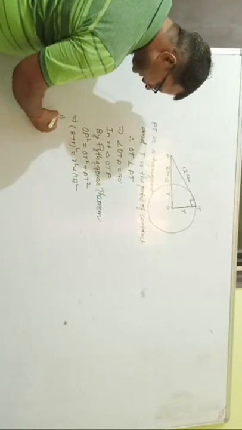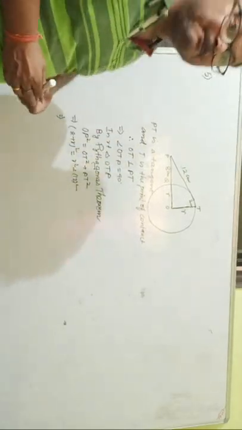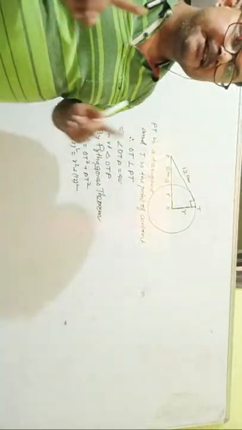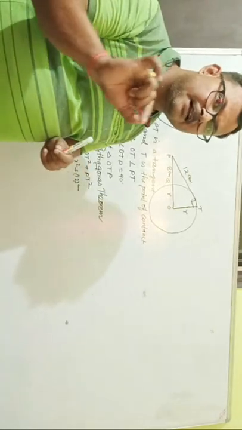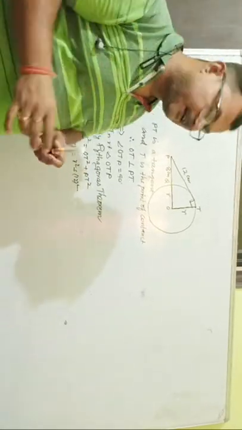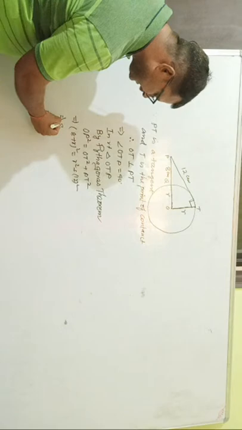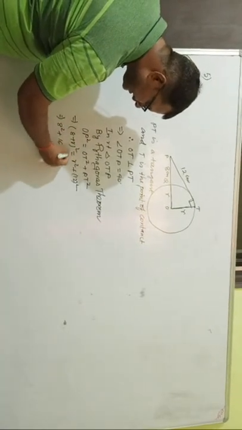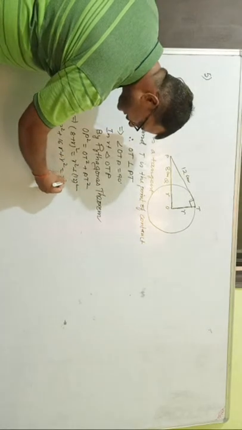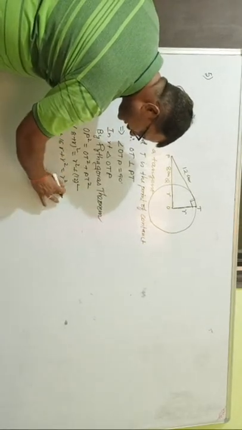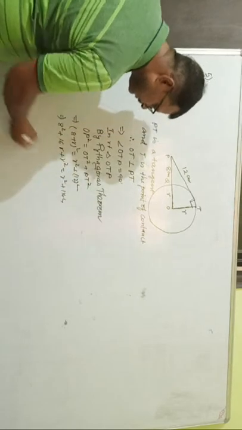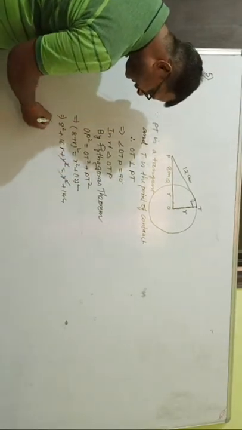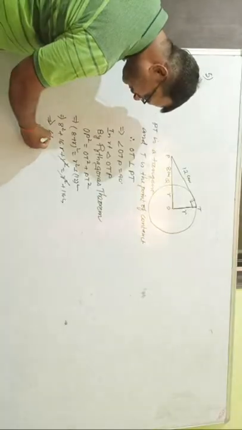Now see, here you have to expand by the formula (a plus b) whole square, you know. (a plus b) whole square is equal to a square plus 2ab plus b square. Here 8 square plus 2ab means 16r, plus r square. Here r square, and 12 square means 144. The r square cancels. 8 square means 64.